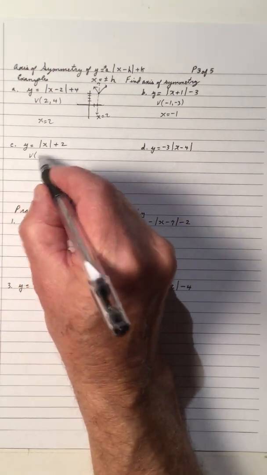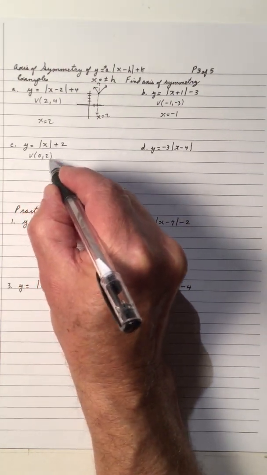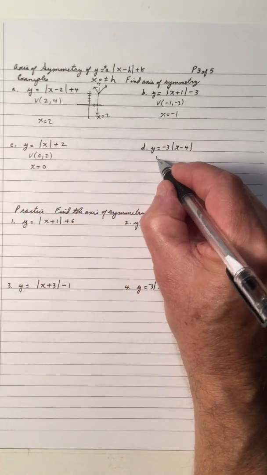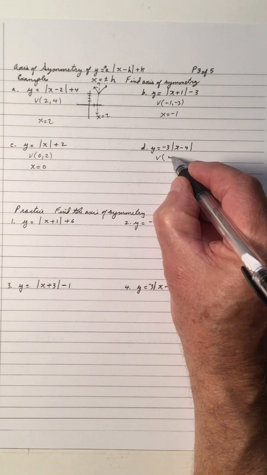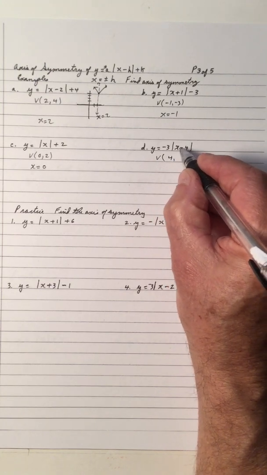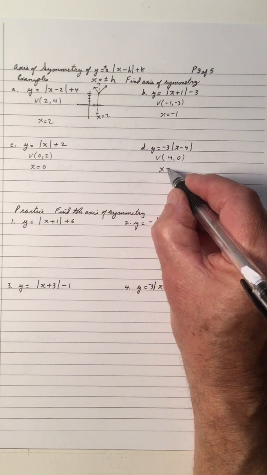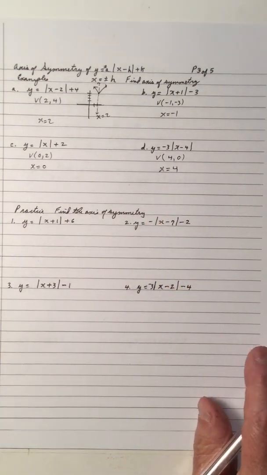And the vertex, this one is (0, 2). So the axis of symmetry is x equals 0. The vertex is 4, the opposite of -4 is 4, and 0. So the axis of symmetry is x equals 4.